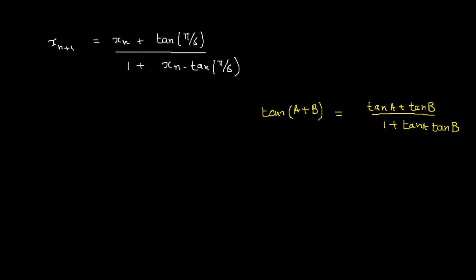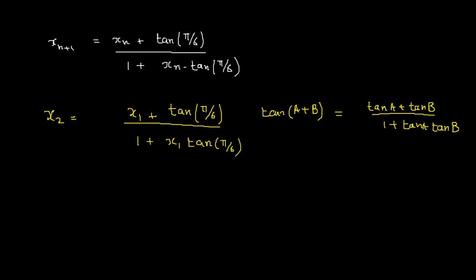Okay, so if you plug in n equals 1, then what do we get? We get x2 equals x1 plus tangent of pi by 6 over 1 plus x1 times tangent of pi by 6. So naturally, we can take x1 to be the tangent of some real number, because x1 is a number and tangent has a range over all the real numbers.